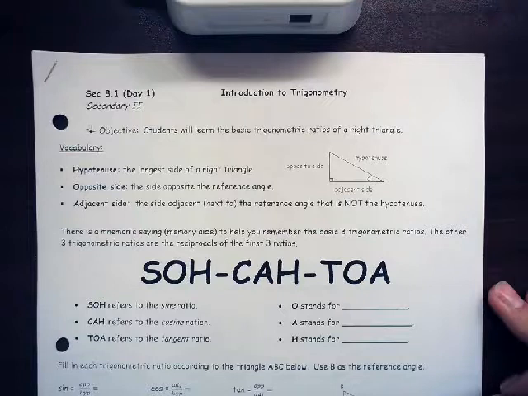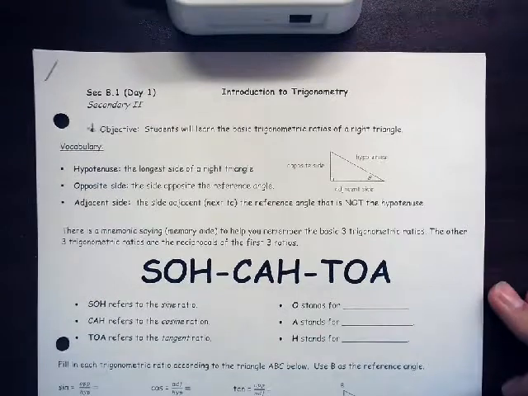The reason we use trig is to help us solve right triangles that aren't special triangles like we learned in chapter 3, or triangles where we don't know two sides, so we can't use the Pythagorean theorem. So there are other ways now that we can solve for these triangles. First of all, it's going to be helpful to know some of the vocabulary that we're going to need.